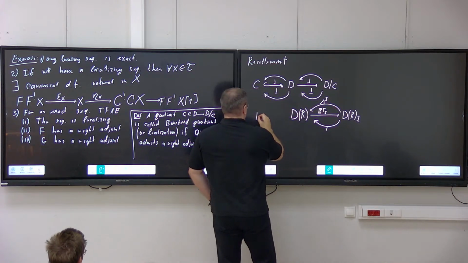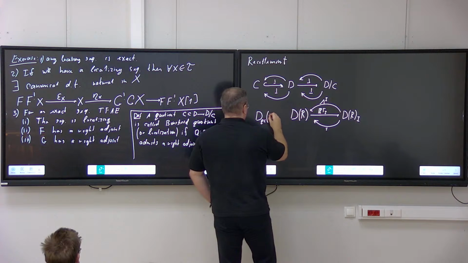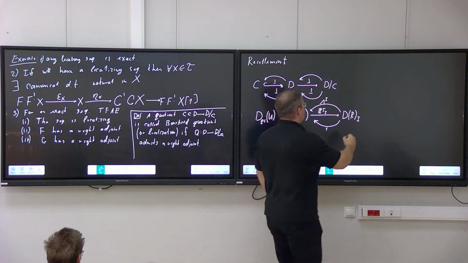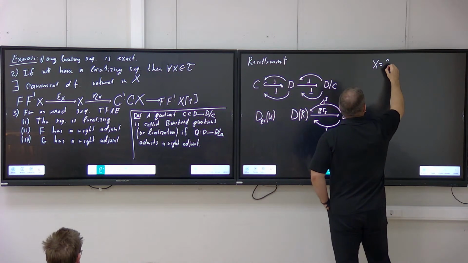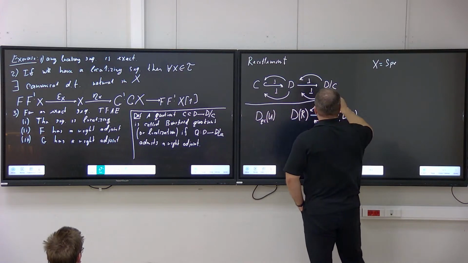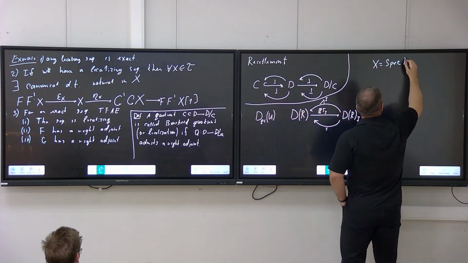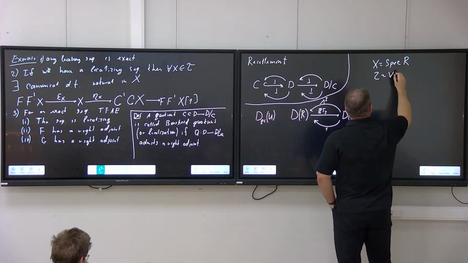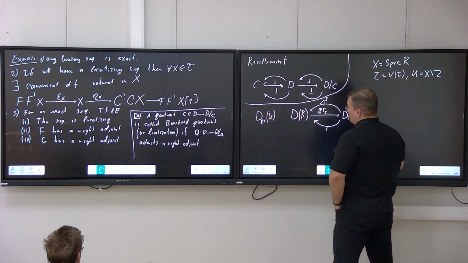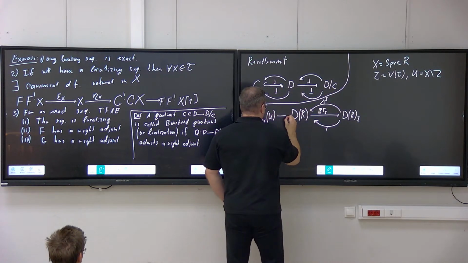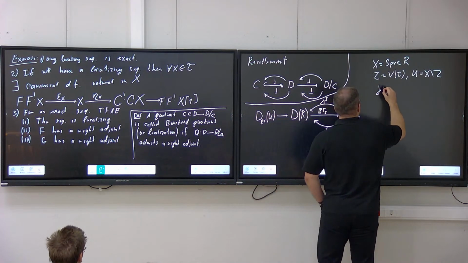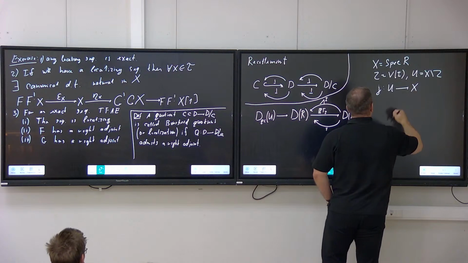So then the kernel is the O_X-modules with quasi-coherent cohomology on the complement. So here I can say that, let me separate this from the general definition, X is the Spec of R, Z is the vanishing set of I, and U is the complement. Here we call j the embedding of this open subset.